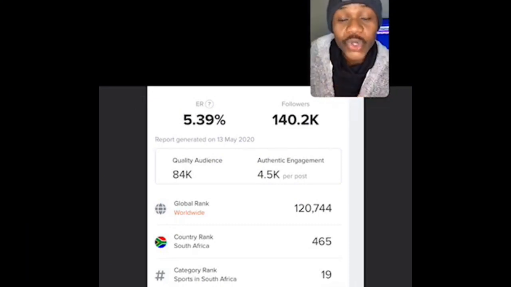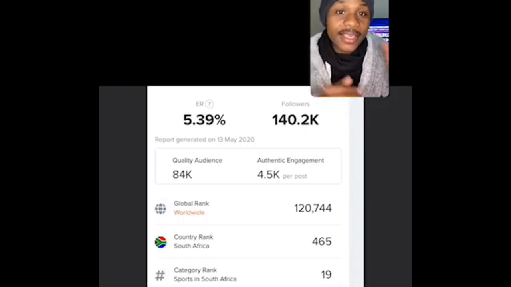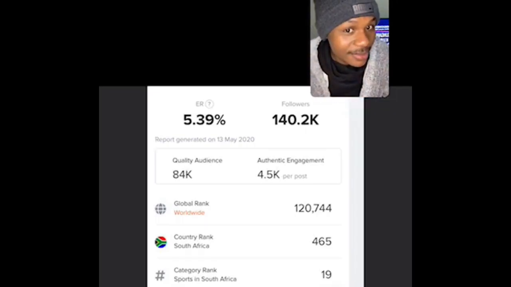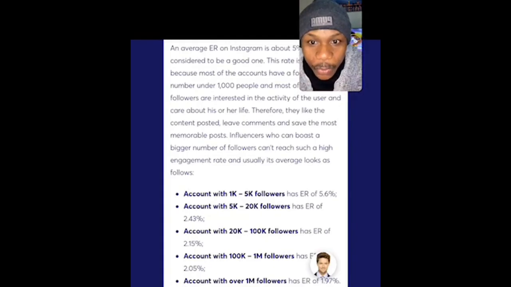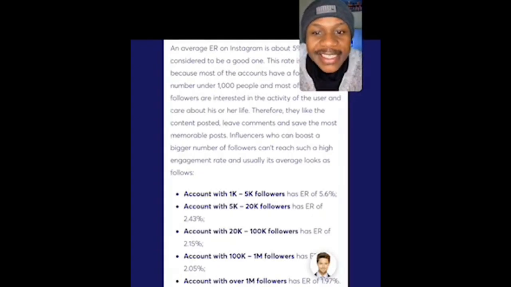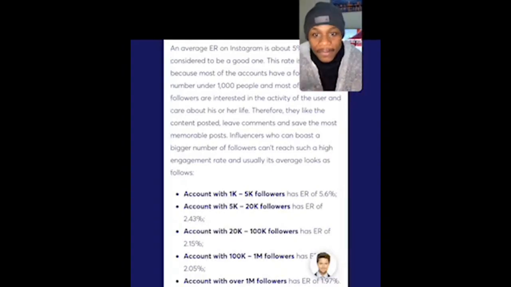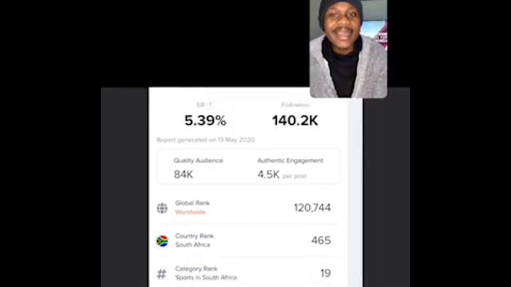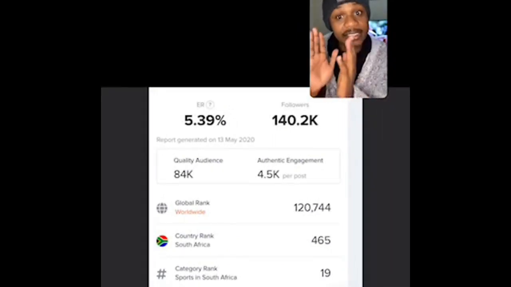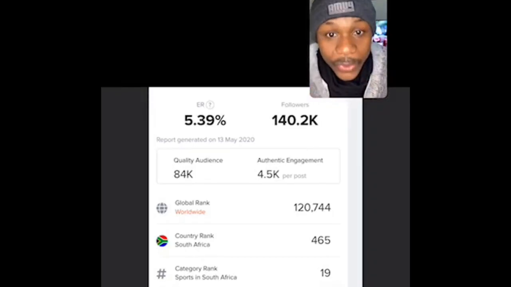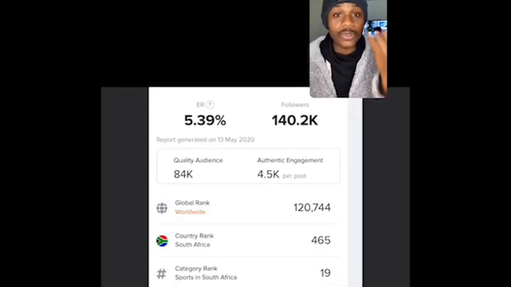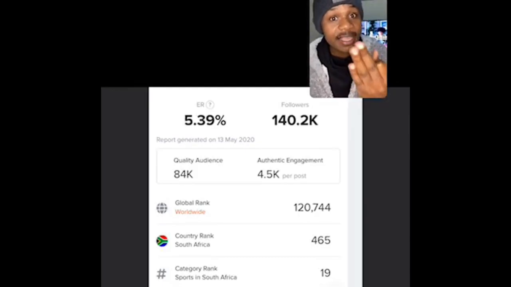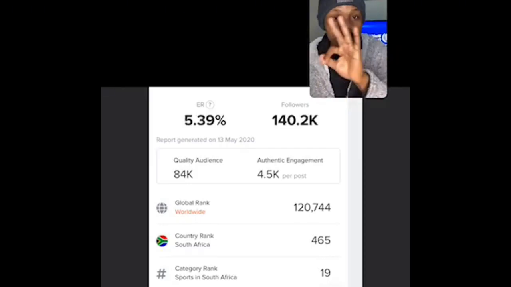That was yesterday. I'm going to show you today's. And remember, the more the ER, the more the money you charge. This slide here says accounts with 100K to 1 million followers have an ER of 2.05. I fall between there. But then look at my ER now. My ER is 5.39%. That was yesterday. And then the authentic engagement per post: per post, I get 4.5K engagement. That includes likes, comments, saves and views.